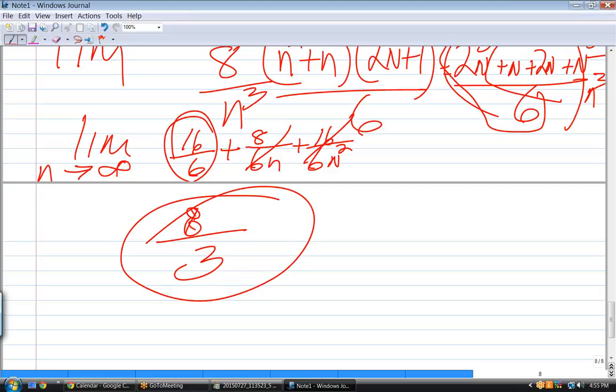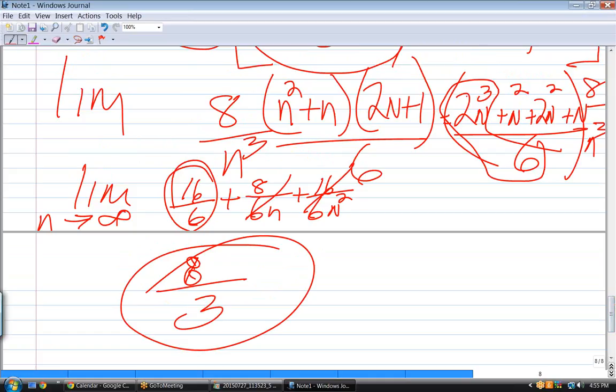Let's see now. How did we get to 16 over 6? There's a 2, an 8, and a 6 that make up the 16 over 6, and the n cubed cancels out with that n cubed. Right. Okay, highest degree.